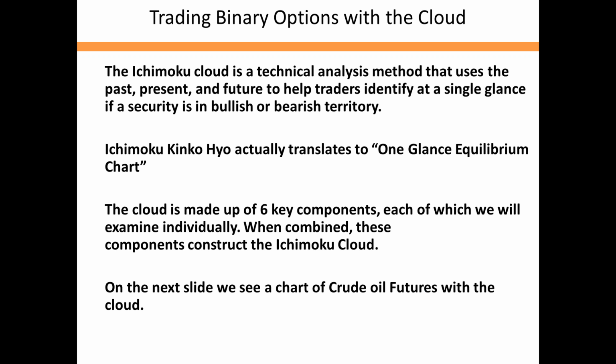So the Ichimoku Cloud is a technical analysis method that uses the past, present, and future to help traders identify at a single glance if a security is in bullish or bearish territory. It literally translates to one-glance equilibrium chart. It's a Japanese technical indicator.